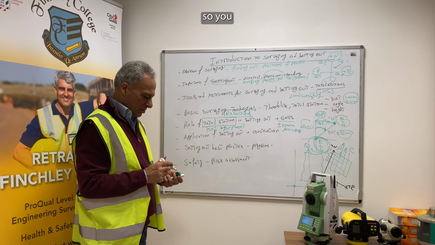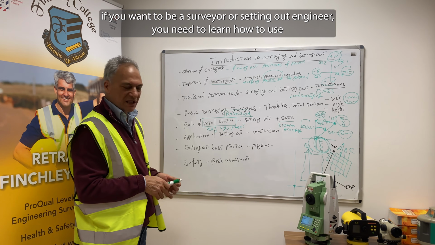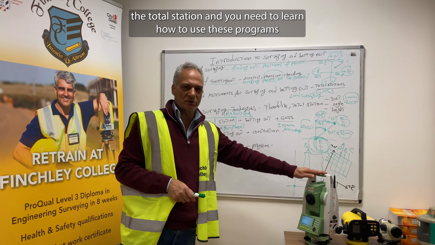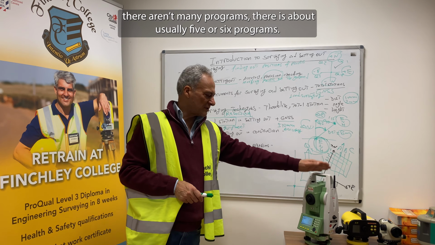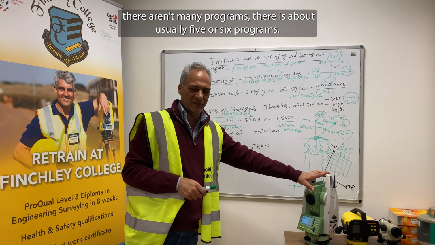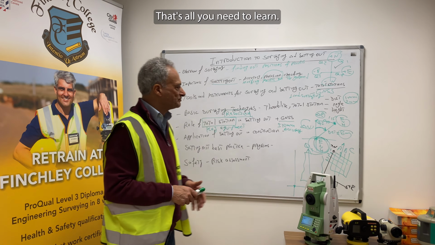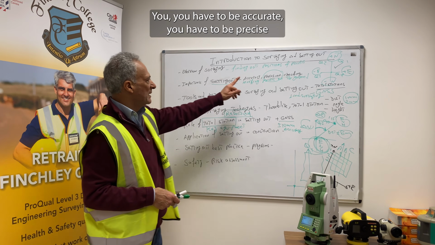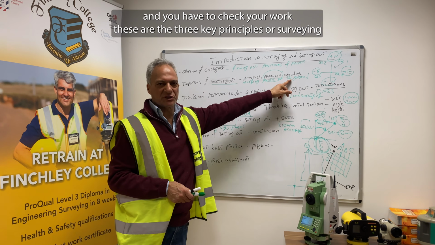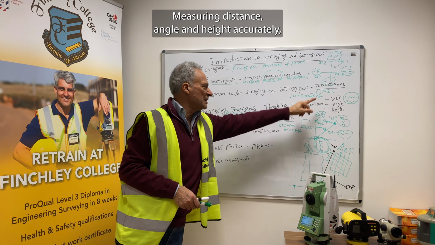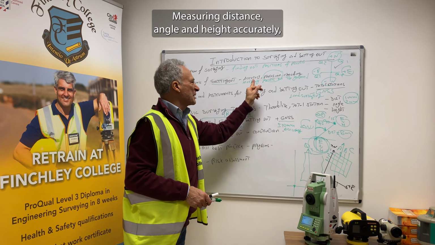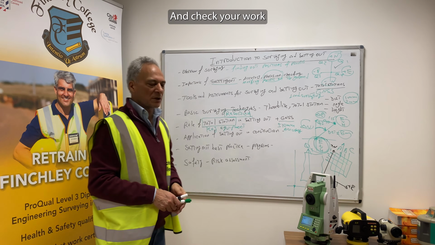So, if you want to be a surveyor, setting out engineer, you need to learn how to use a total station, and you need to learn these programs. There aren't very many programs. There's usually about 5 or 6 programs. That's all you need to learn. You have to be accurate, you have to be precise, and you have to check your work. These are the 3 key principles of surveying. Measuring distance, angle, and height accurately, precisely, and check your work.